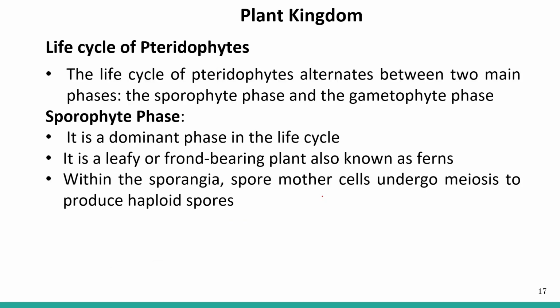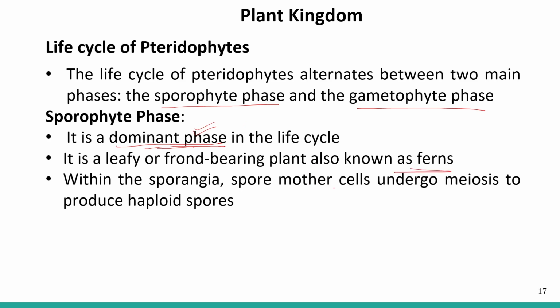So let us see the life cycle of pteridophytes. The life cycle of pteridophytes alternates between two main phases, that is the sporophytic stage and the gametophytic phase. Sporophytic phase is the dominant phase. As we have seen in the case of bryophytes, the gametophyte was the dominant one, but here in pteridophytes the sporophytic phase is dominant in the life cycle. The leaf or frond bearing plant is also known as fern.